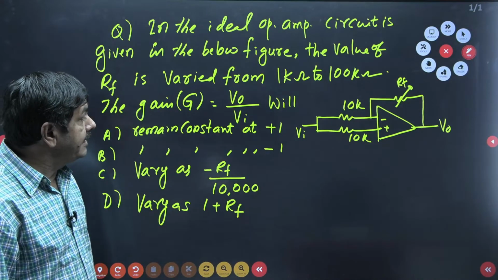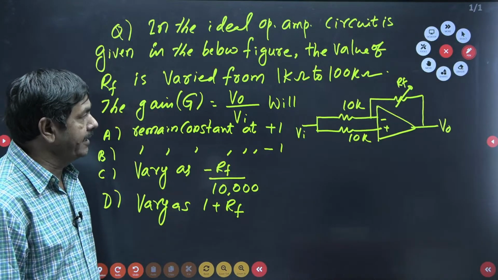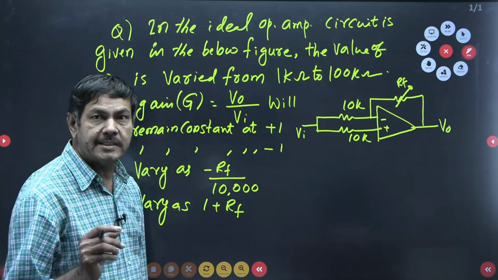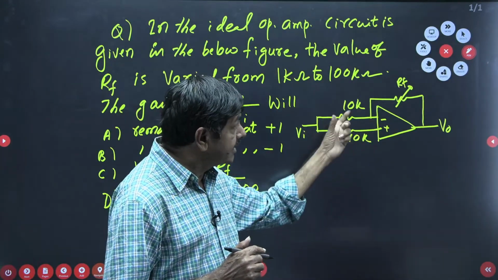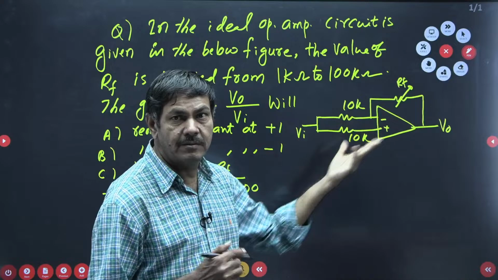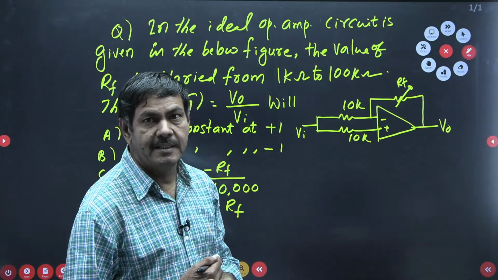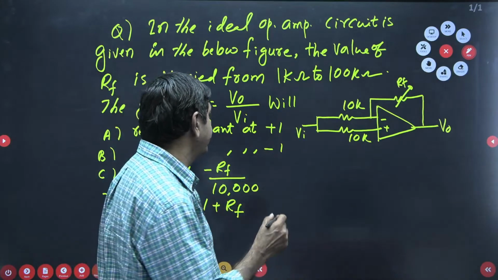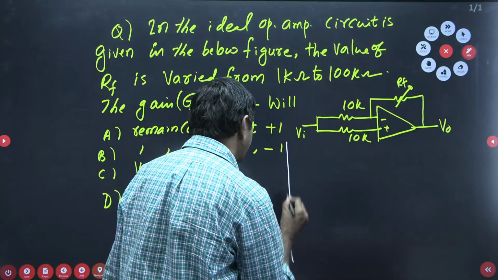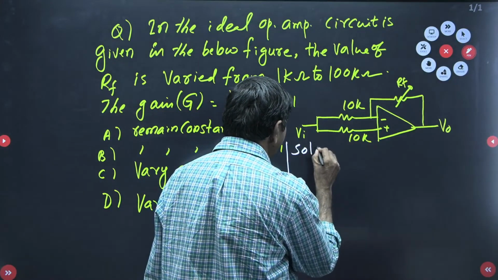But whether the gain remains constant or variable, you can understand only when you get V0 by VI. The gain in terms of RF you got, we can say clearly, it depends upon the RF only. Otherwise, any variation we can see in the gain. I will do here, clearly you can understand. But I want to take the solution here now.